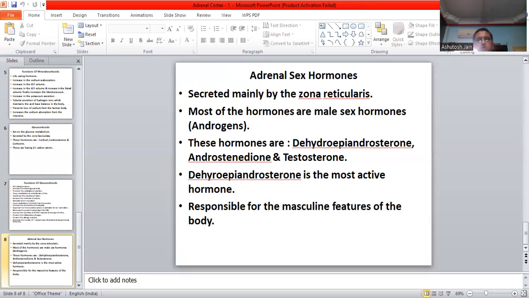So, my dear students, in this chapter we have covered the adrenal sex hormones, the glucocorticoids, the mineralocorticoids, and a general introduction to the adrenal gland: where the adrenal glands are situated, what are the functions of the mineralocorticoids, what are the functions of the glucocorticoids, and what are the functions of the adrenal sex hormones.